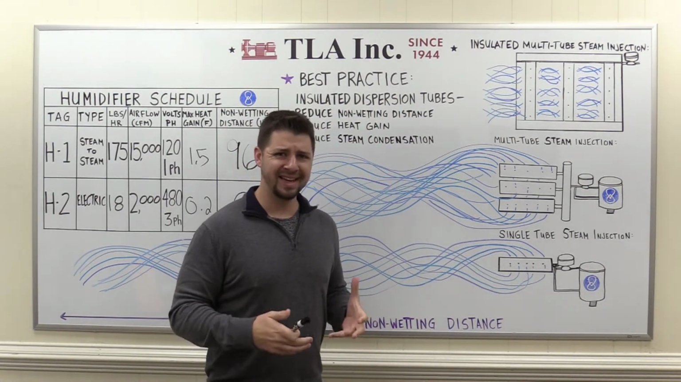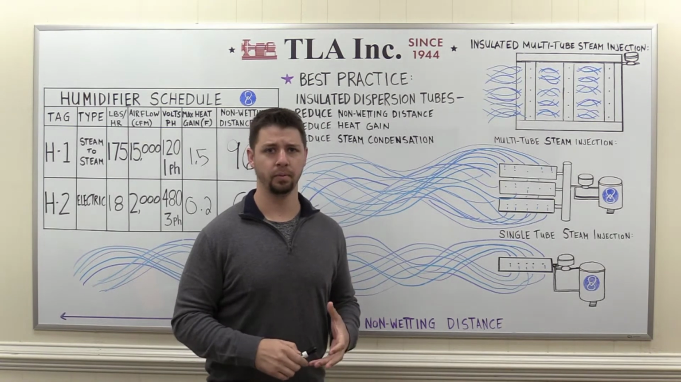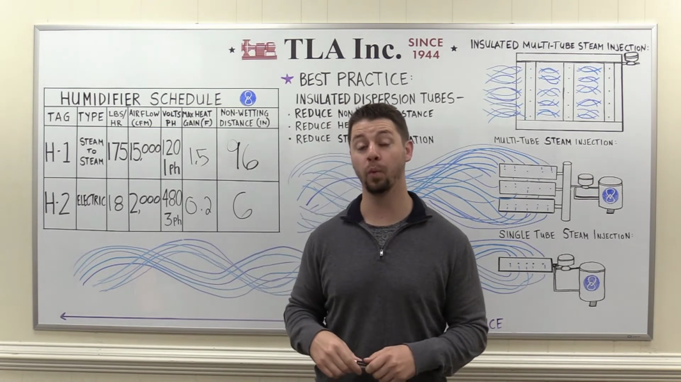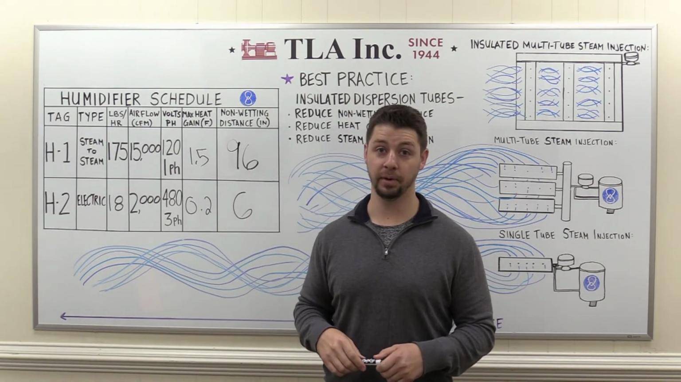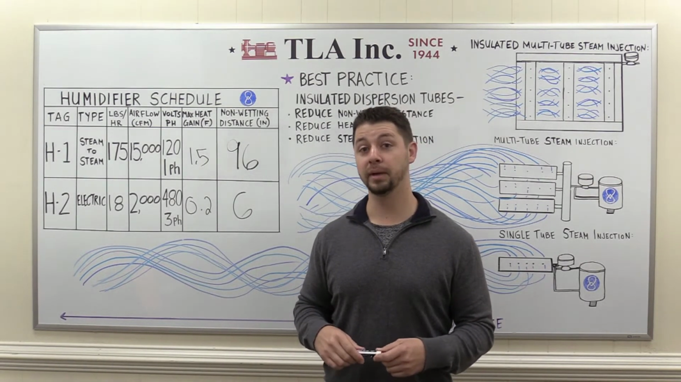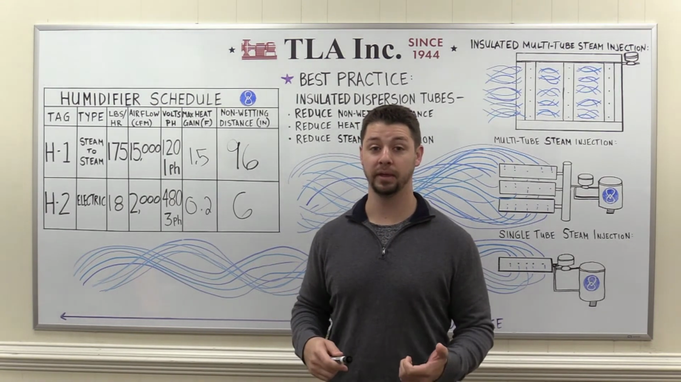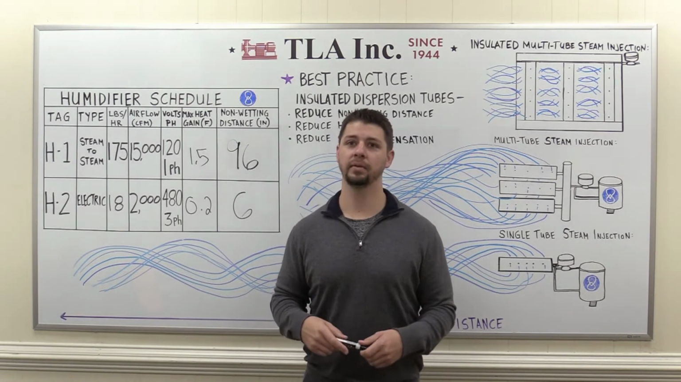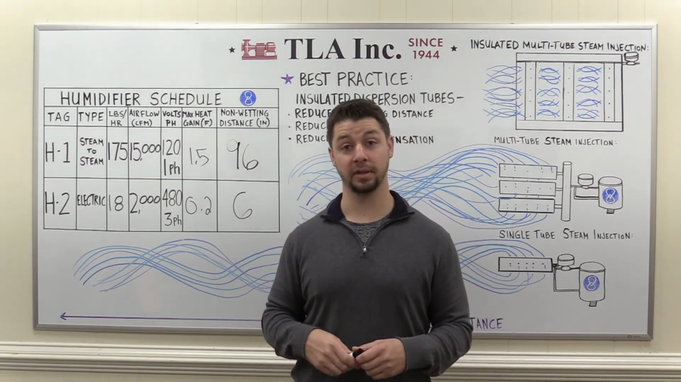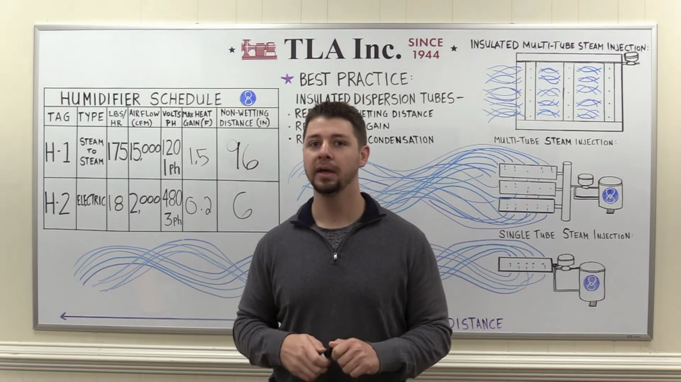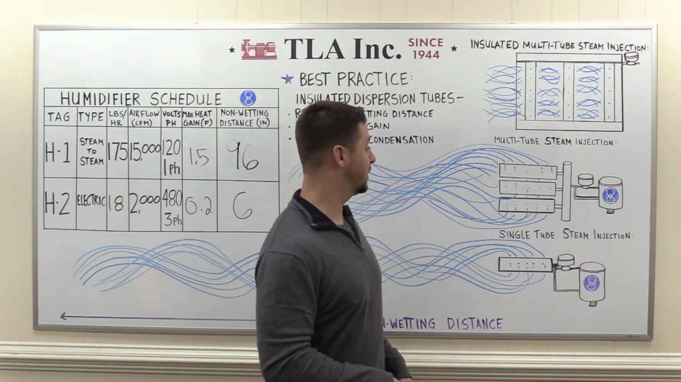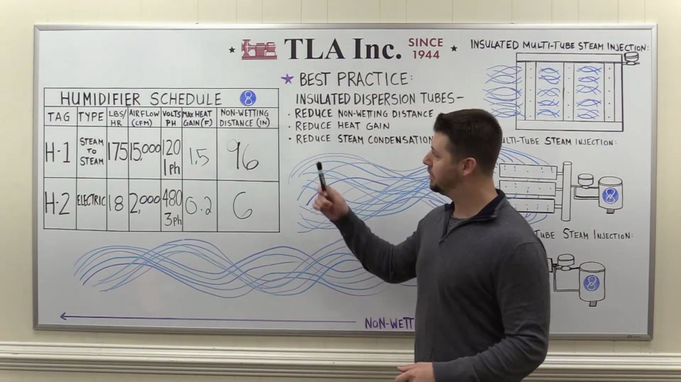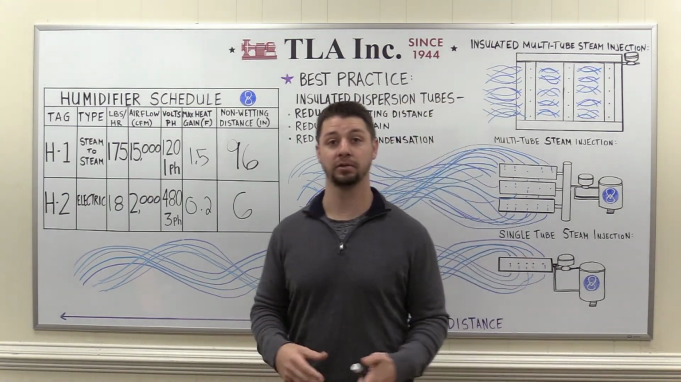One last little note. If we want tight humidity control, we need tight temperature control. The rule of thumb is if you have a 1 degree swing of dry bulb temperature, you can have a 3% swing in relative humidity. So just think about that when it comes to your sequences. Think about that when it comes to the accuracy of your sensors. These are some important characteristics to think about when it comes to absorption distance, non-wetting distance, max heat gain, and also how we control these systems.